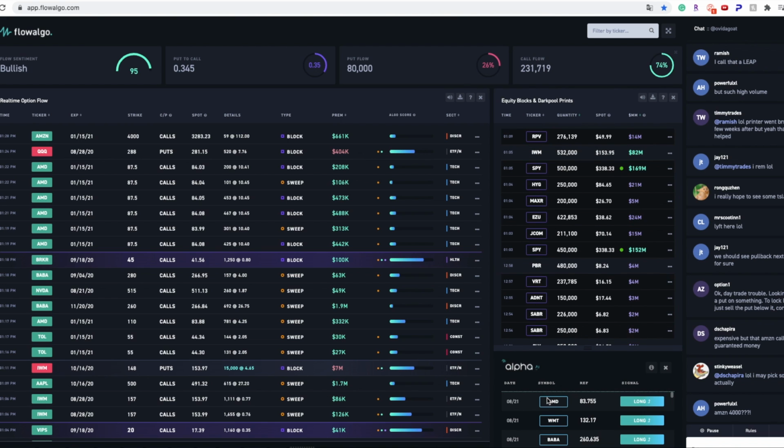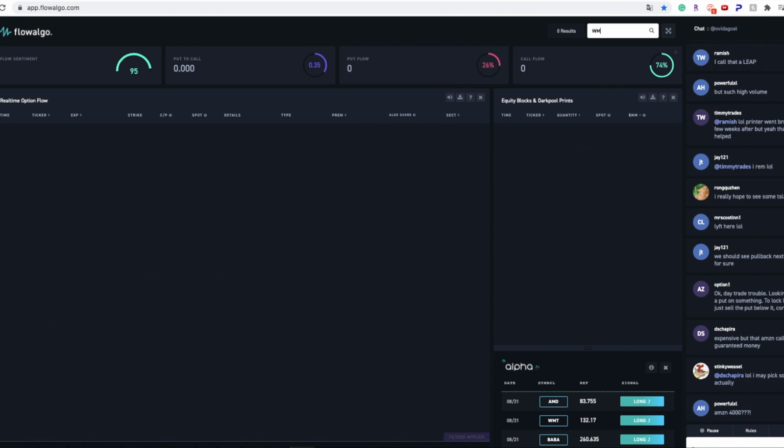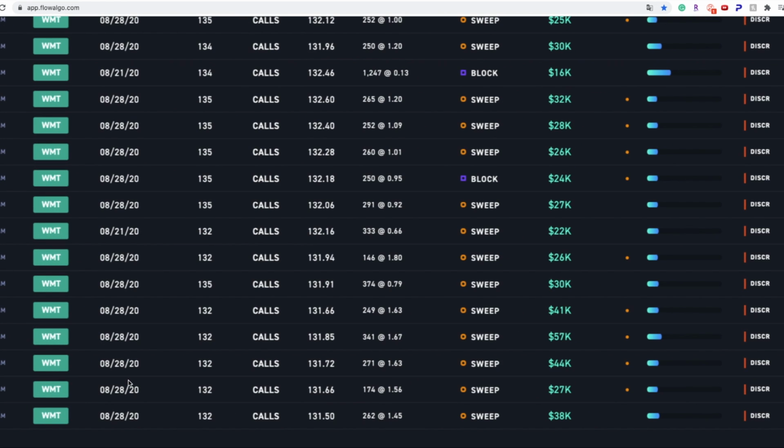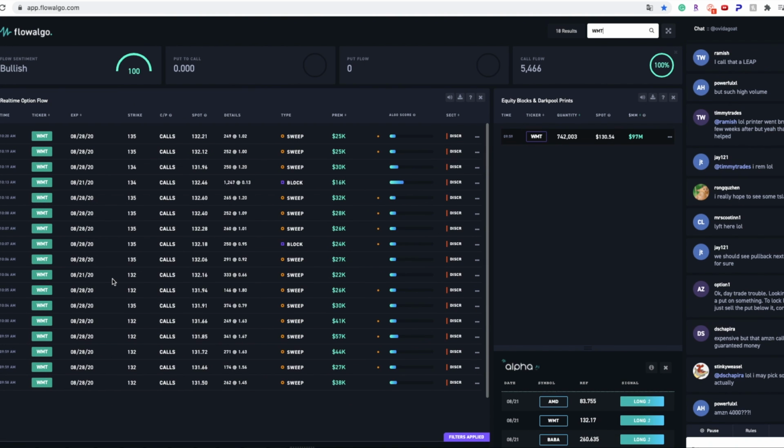And there's also Alpha AI, which is a tool that helps you make a decision. So for example, it saw there was a lot of AMD calls coming in, so it tells you to long AMD and to long Walmart, because there's also a lot of Walmart calls coming in. And there's a search bar at the top right here. So if you click on this one, type in WMT, for example, that's for Walmart. Today there's a whole bunch of calls coming in for Walmart for 132, 132, 135, 134.